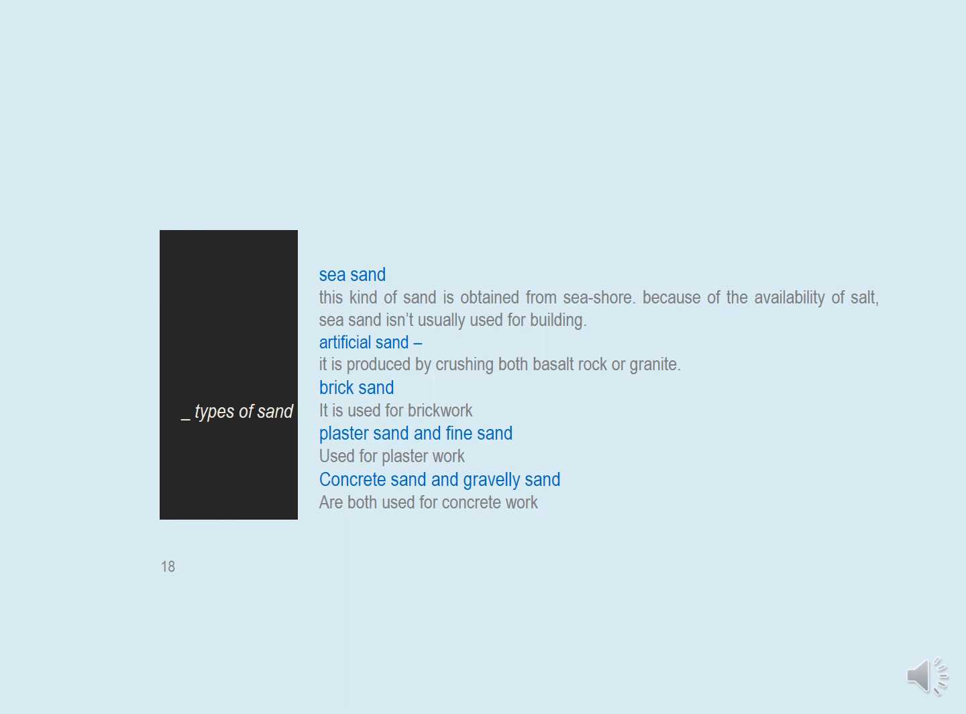The brick sand is mainly used for brickwork. The plaster and fine sand are used for plaster work, and concrete sand and gravelly sands are both used for concrete work.